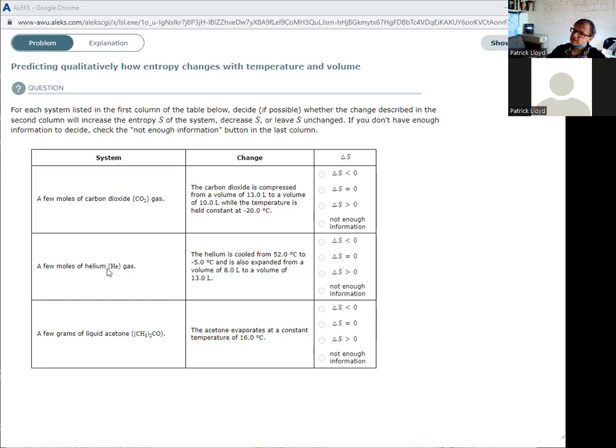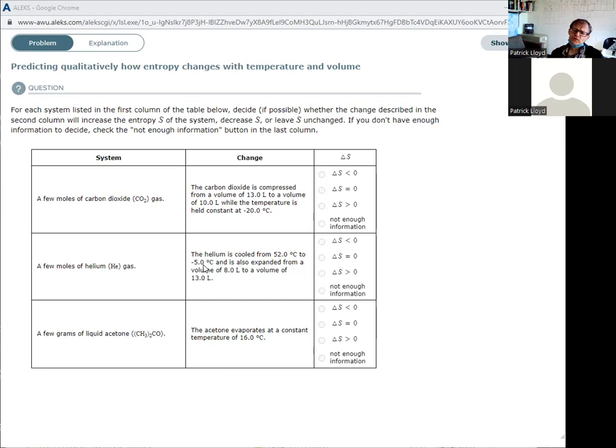A few moles of helium gas, a noble gas. The helium is cooled from 52 degrees C to -5, so it got colder. In general, as molecules get colder, their motion slows down. If their motion slows down, the distribution becomes more narrow. So there aren't as many moving really fast compared to really slow. They're moving closer to the same speed on average.